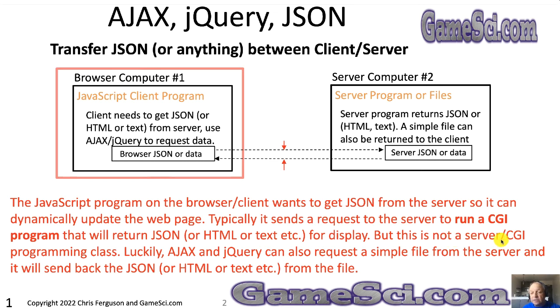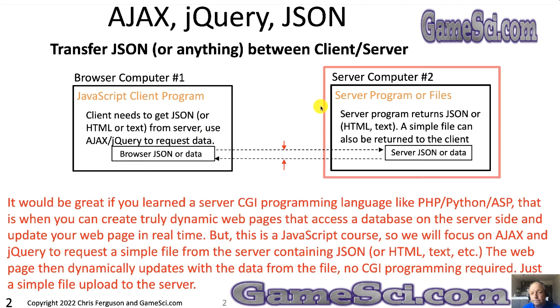But this is not a server CGI programming class. Luckily, AJAX and jQuery can request a simple file from the server and it will send back the JSON or HTML or text from the file. We're studying JSON in this lesson and we'll use JSON as an example. Let's go get a JSON file and get it back from the server. But I want to make it very clear you can go get any file off the server and send it back to the client.